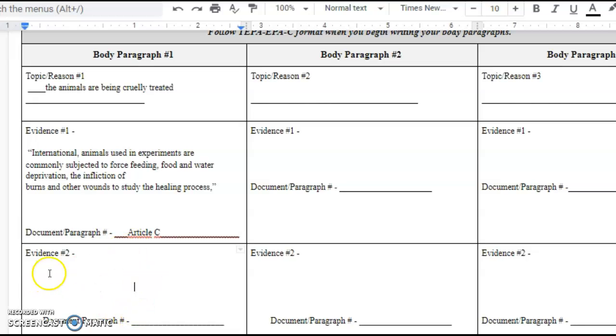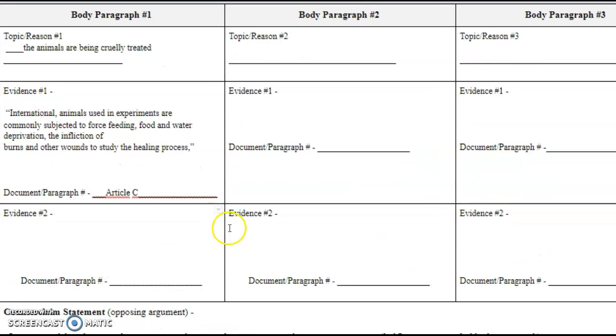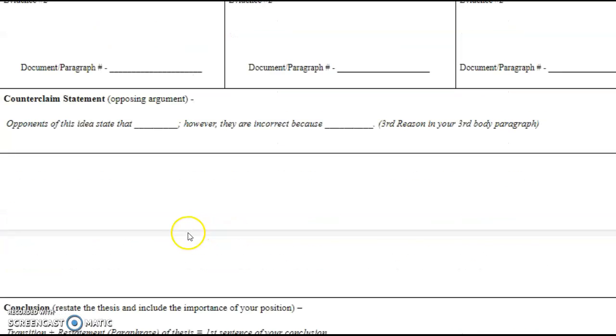Now I'm going to do the same. I'm going to find another evidence that is specifically to this. I'm going to do that for each of these body paragraphs. That is going to be your homework tonight. Okay? This is Tuesday's homework.